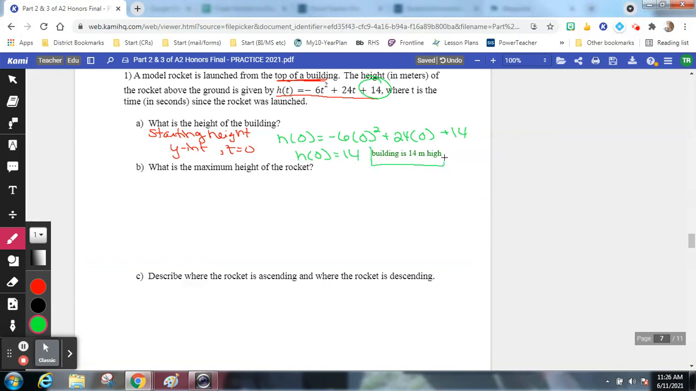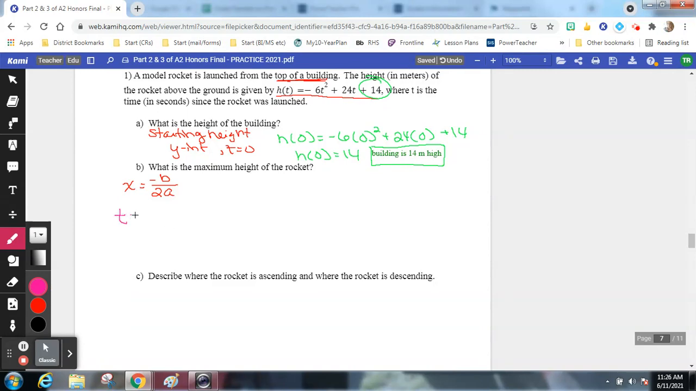Now, part B says, what is the maximum height of the rocket? Yes, you can graph it and get the maximum height, but this is open-ended. I do require work. So unless you're going to screenshot and explain, I'm going to show you personally how to do it with mathematics. So remember our formula. I mentioned this in the previous video. For your max or min it is negative b over 2a. That's the x value of the max or the min. So I can really quickly and easily find this maximum.